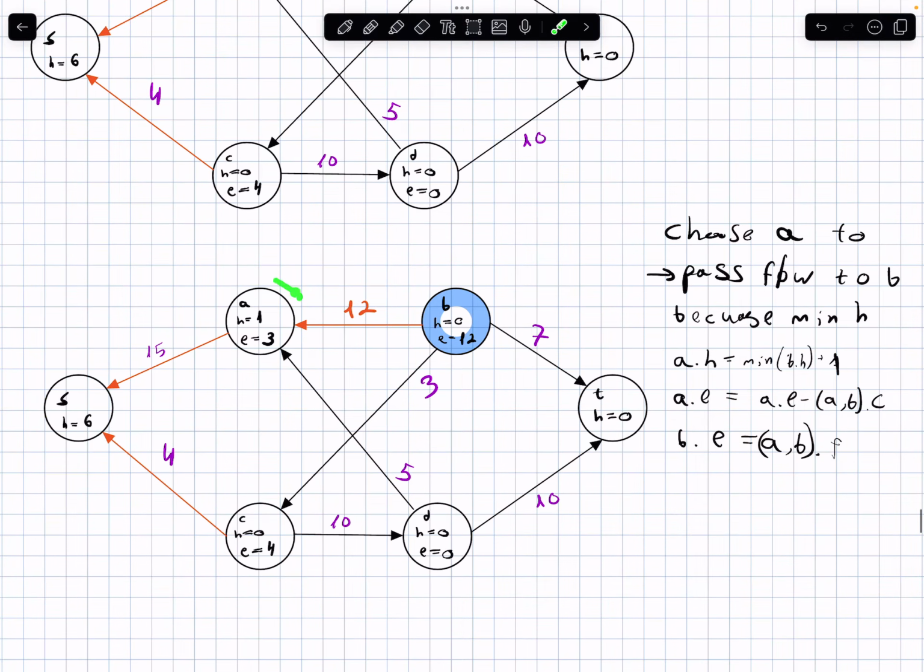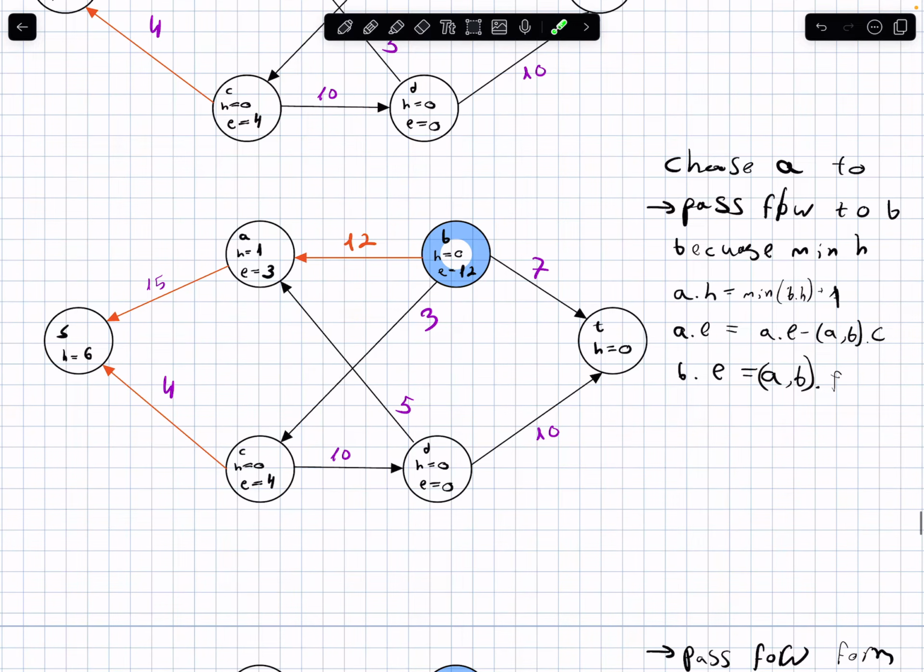Okay, so we have the excess here and the excess here, and we have to remember to increase the height. How do you know by how much to increase the height? We choose the minimum of all the edges and we add 1. So here you can see that the excess becomes the excess that we had before minus the capacity of the edges. Okay, so we choose all the capacity of the edges and we just remove them because this is the maximum we can choose. And now we have B dot excess is the flow. Okay.